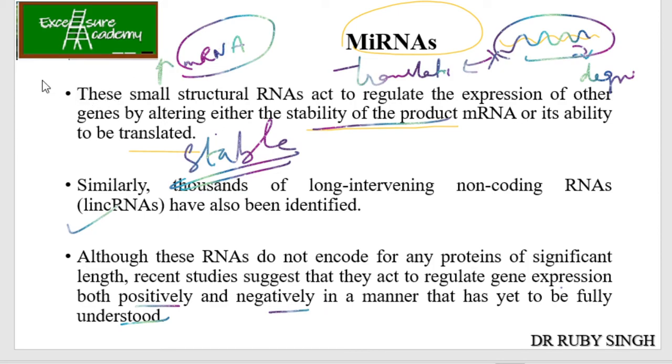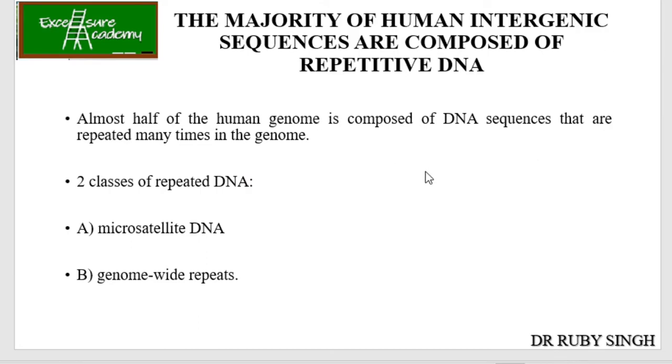Okay. So this experimental analysis, this concept I have just explained, is again important with respect to part C of the CSIR exams. Okay, the majority of human intergenic sequences are composed of repetitive DNA. This we already know, and it has two classes: microsatellites and genome-wide repeats. Let's see what these are.